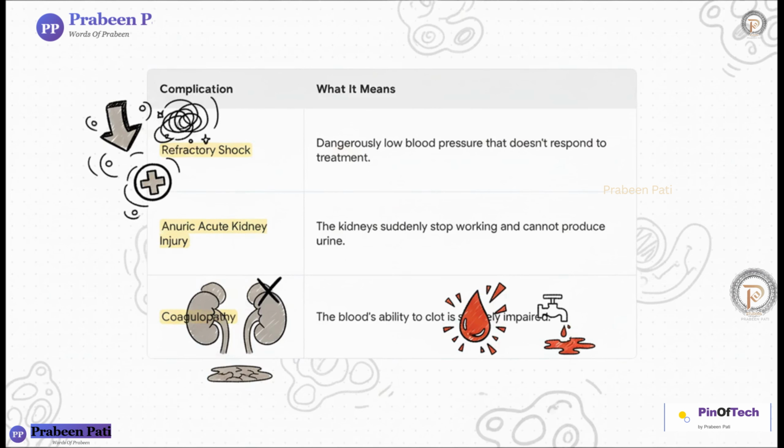And the bulletin gets very specific about what these complications were. We see refractory shock. That means dangerously low blood pressure that, crucially, isn't responding to any treatment. Then there's anuric acute kidney injury, which is a direct way of saying the kidneys failed suddenly and stopped being able to produce urine. And finally, coagulopathy, a really serious condition where the blood itself loses its ability to clot.